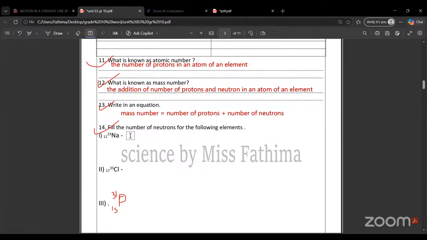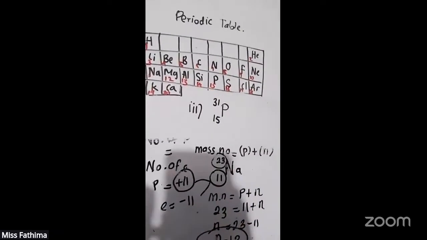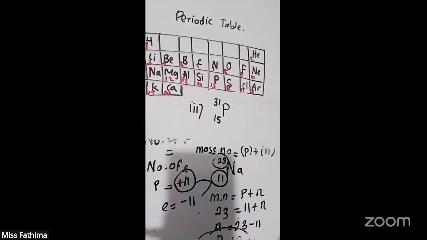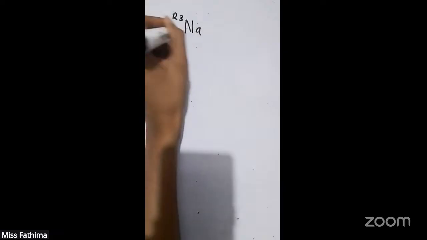So now here look. Okay, I think I can write it on the board so that it's easy. So the very first question is about sodium, right? They have given you the atomic number and the mass number, and they are asking you to find the number of neutrons. The question which I did earlier. Okay. Sodium, which was 23 and 11.